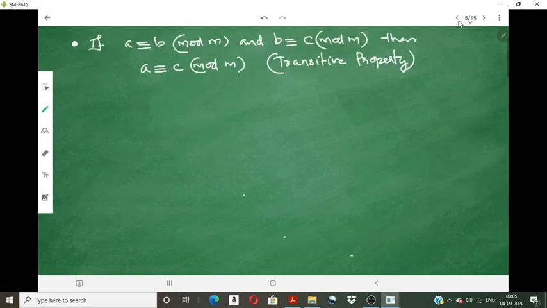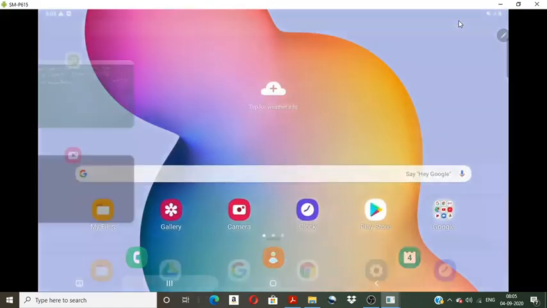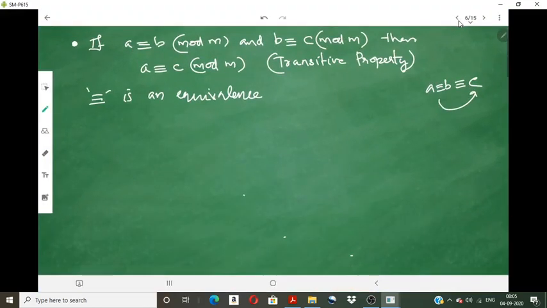What is the transitive property? If A is congruent to B modulo m and B is congruent to C modulo m, then A is congruent to C modulo m. So if A is congruent to B and B is congruent to C, then it happens that A is congruent to C modulo m. So this is the transitive property. These three properties together are known as an equivalence relation. So we can say that congruence is an equivalence relation. Any relation which is reflexive, symmetric, and transitive is known as an equivalence relation.